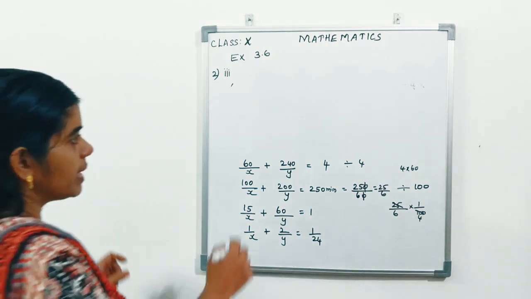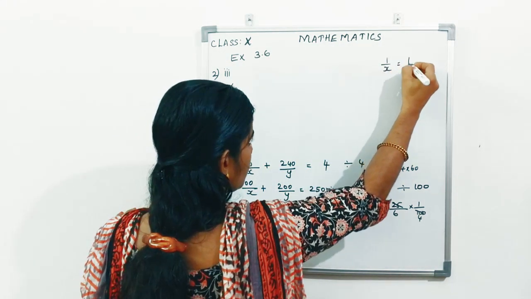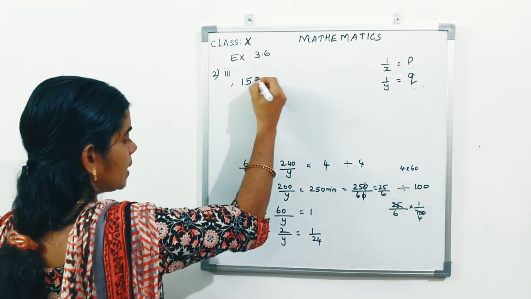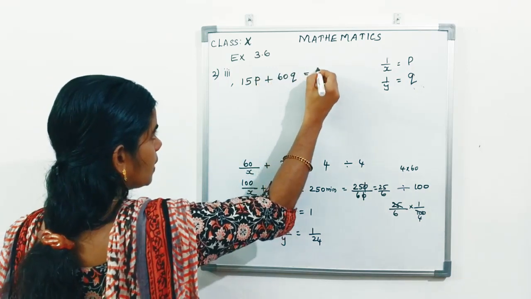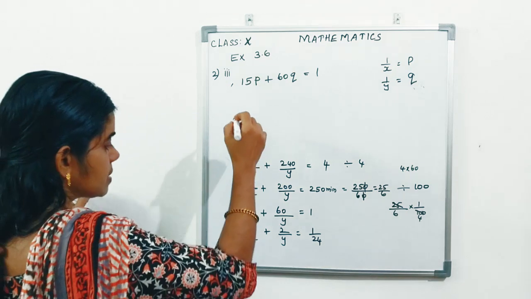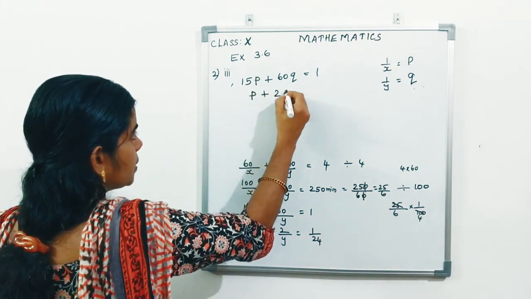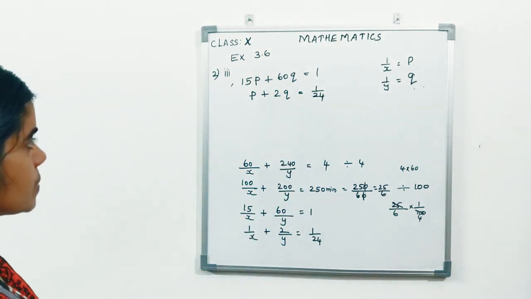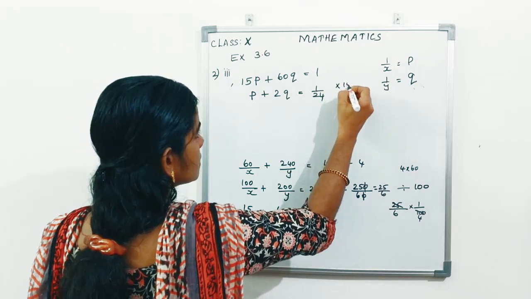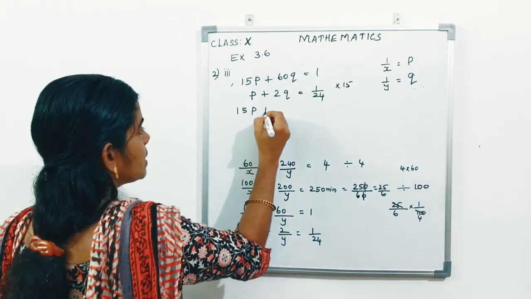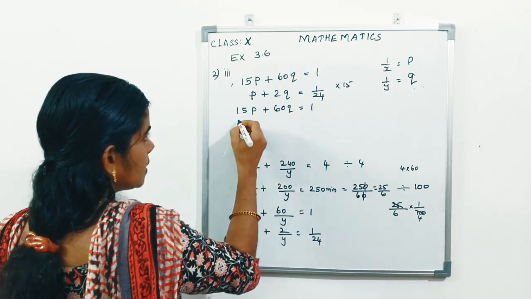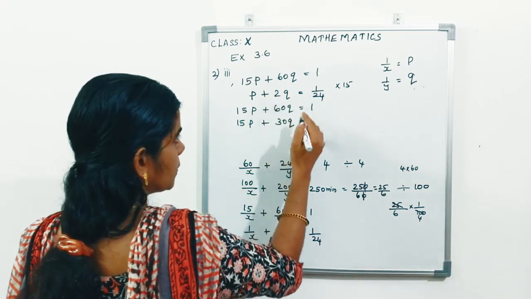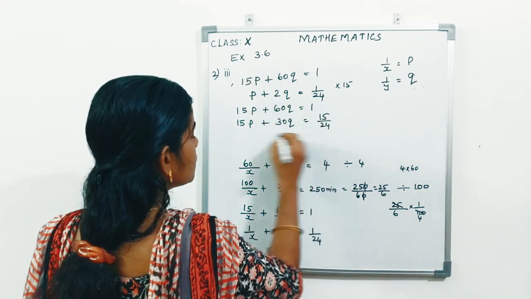Next, we take 1 by x is equal to p, 1 by y is equal to q. Then our first equation will be 15p plus 60q is equal to 1. The second is p plus 2q is equal to 1 by 24. Then we can multiply the second equation by 15. The first is 15p plus 60q is equal to 1. Then 15p plus 30q, 15 into 2, is equal to 15 by 24.